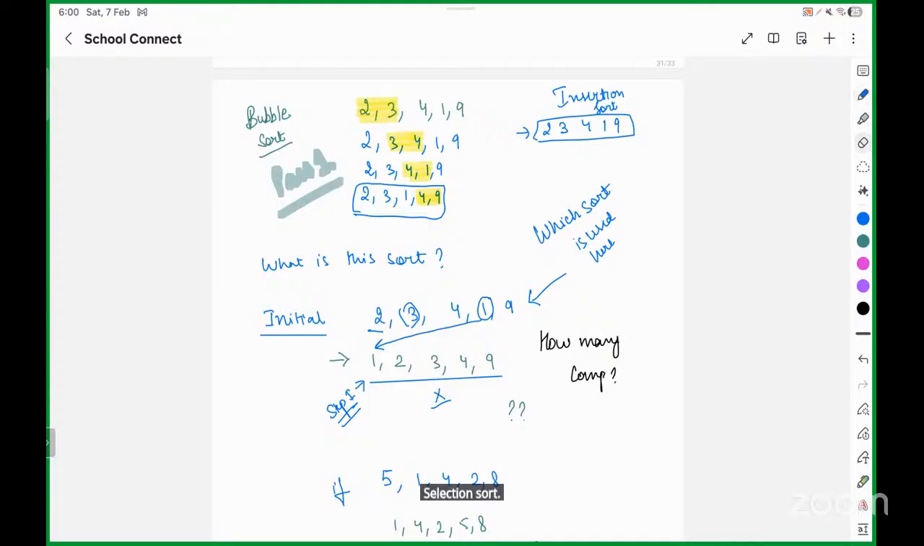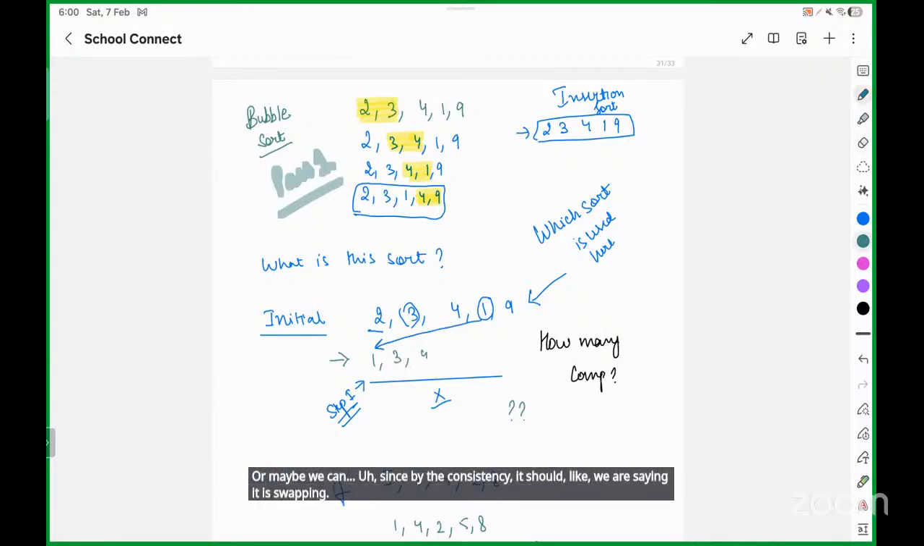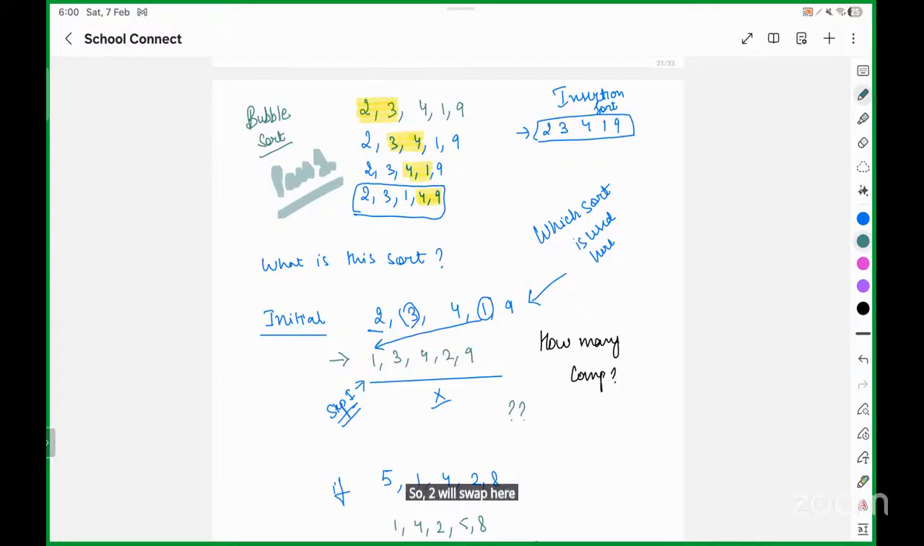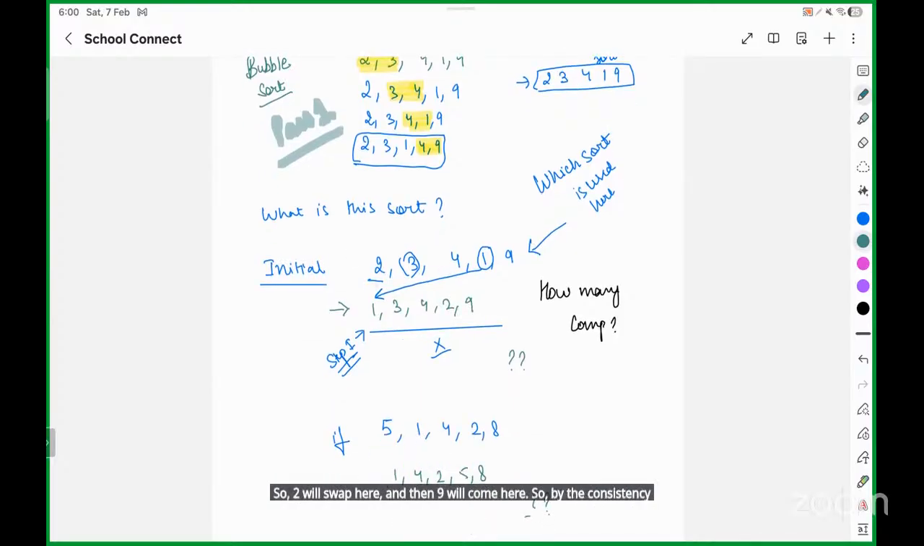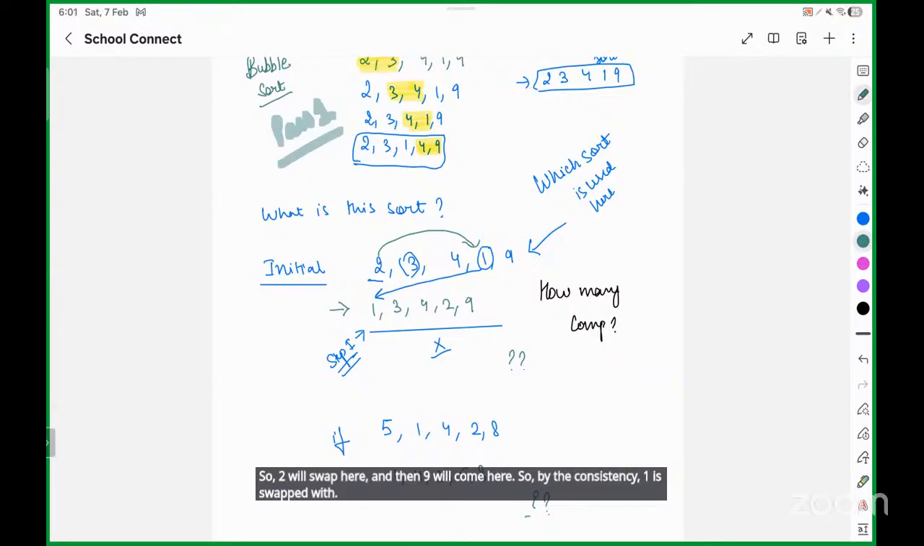Or maybe, by the consistency, since we are saying it is swapping, 2 will swap here and then 9 will come here. So by the consistency, 1 is swapped with 2 because 1 is the minimum.